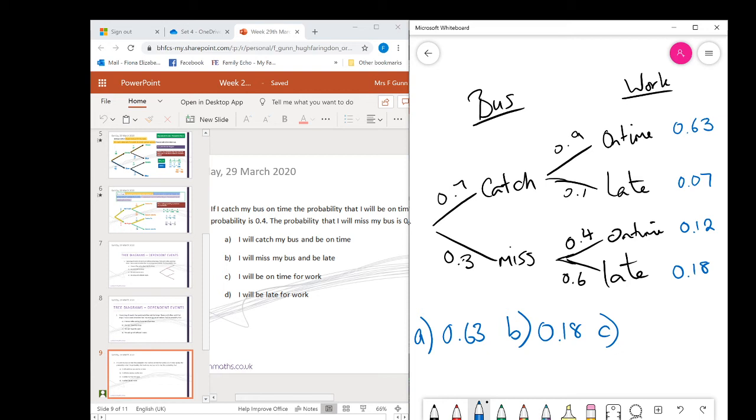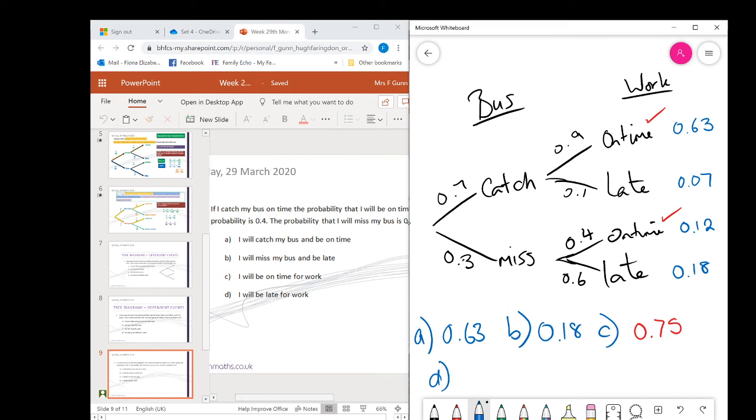What's the probability I'll be on time for work? So on time for work is on time or on time. So that's the 0.63 plus the 0.12, which is 0.75. So that's 3/4 of the time they're going to be on time for work. It's not great, but it's not horrendous. And then D, you'd get lots of late detentions if that was you getting to school.